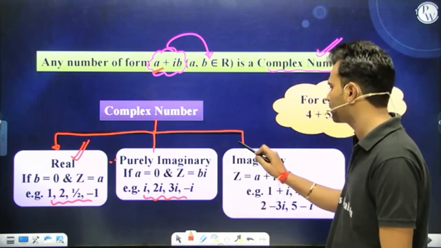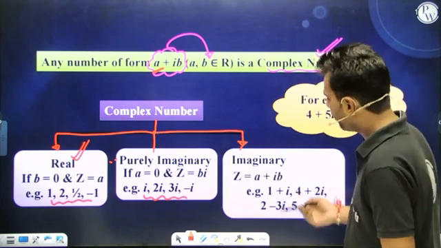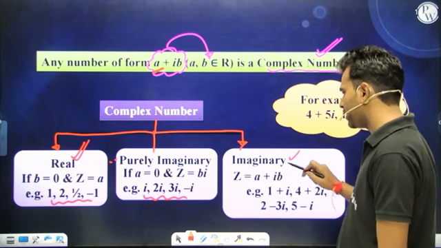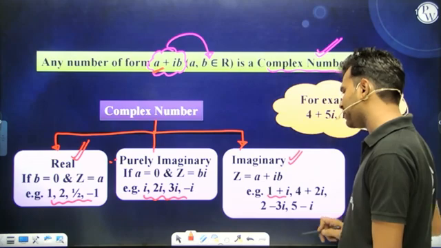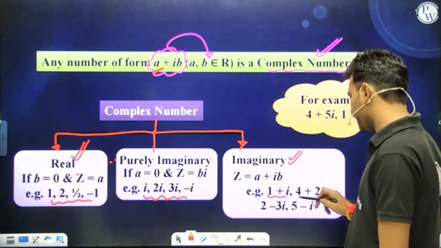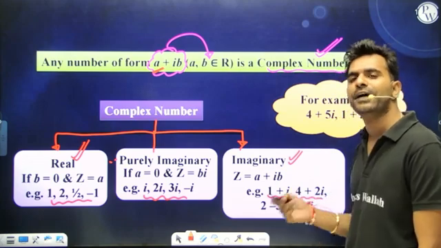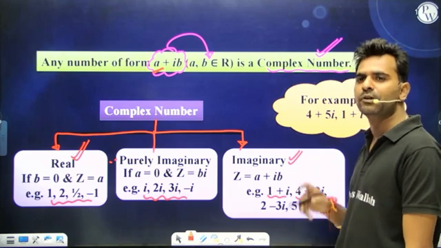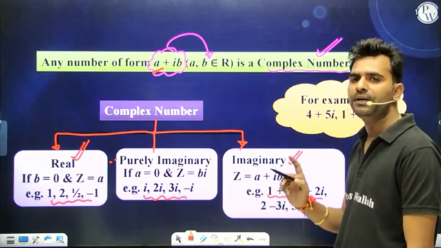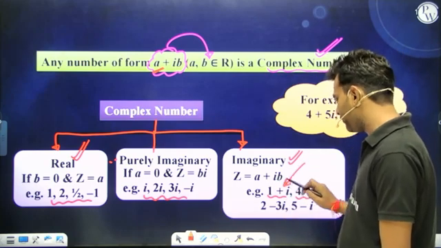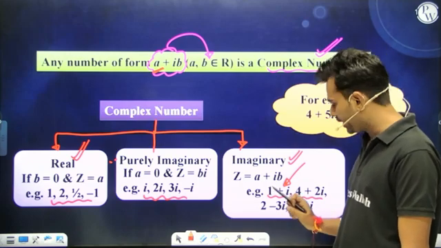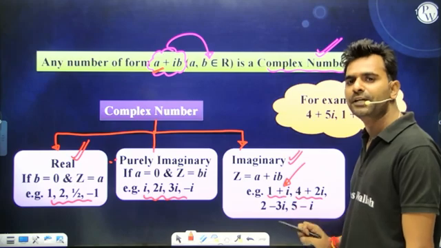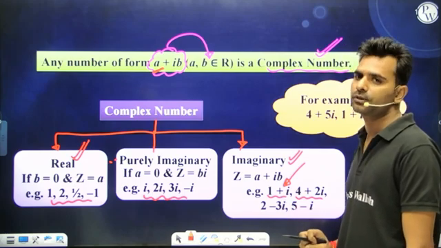Then talking about the third one, which we call imaginary numbers, where a and b are both not equal to 0. So numbers like 1 plus i are imaginary or complex numbers. 4 plus 2i can also be called an imaginary number, because here neither a nor b is equal to 0. Over here, the value of a is 1 and b is also 1. So the real part of the complex number 1 plus iota is 1, and the imaginary part is also 1.